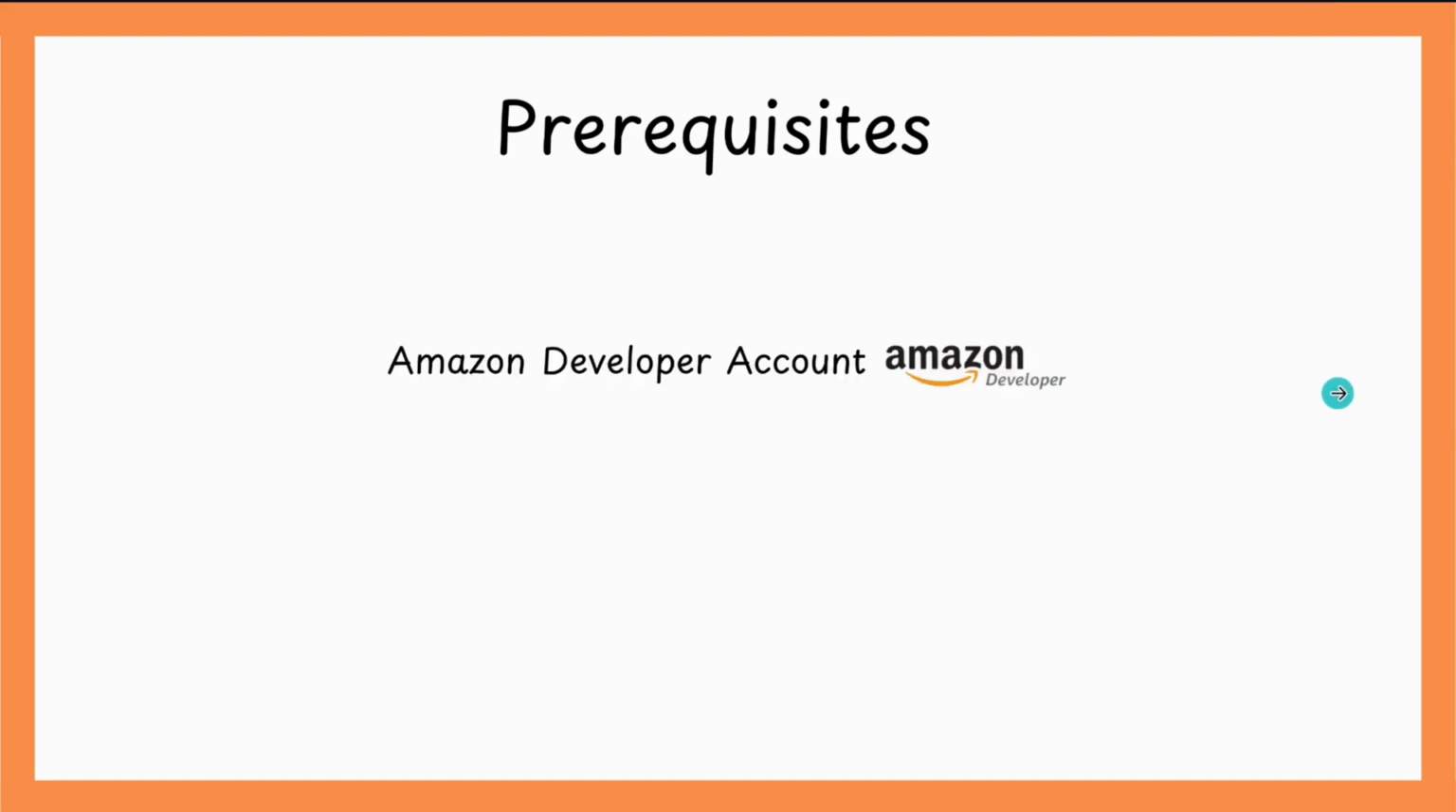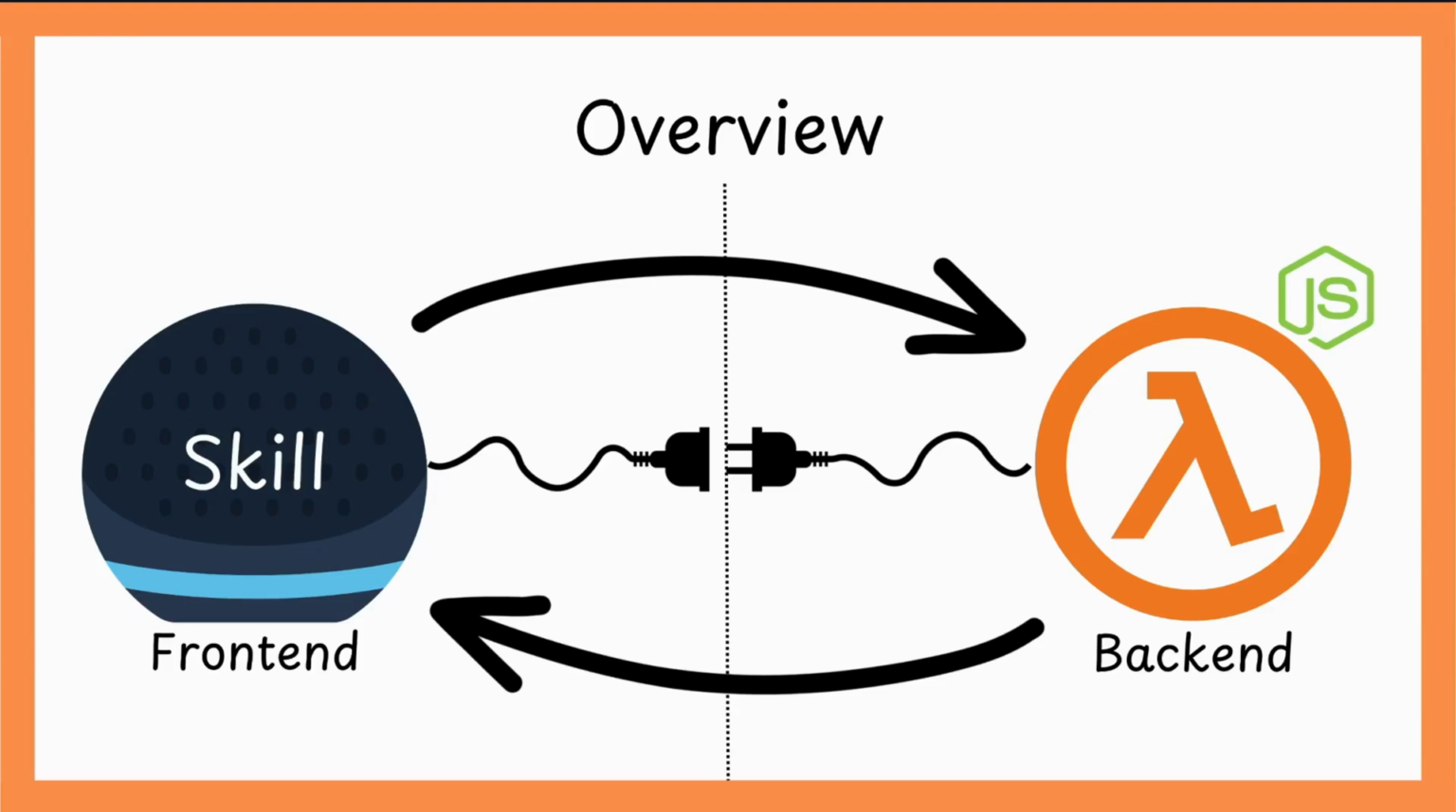Firstly, you will need an Amazon developer account in order to create your Alexa skill. And secondly, you'll need an AWS account in order to create your Lambda function, both of which will be linked below. So you should now have created the required accounts.